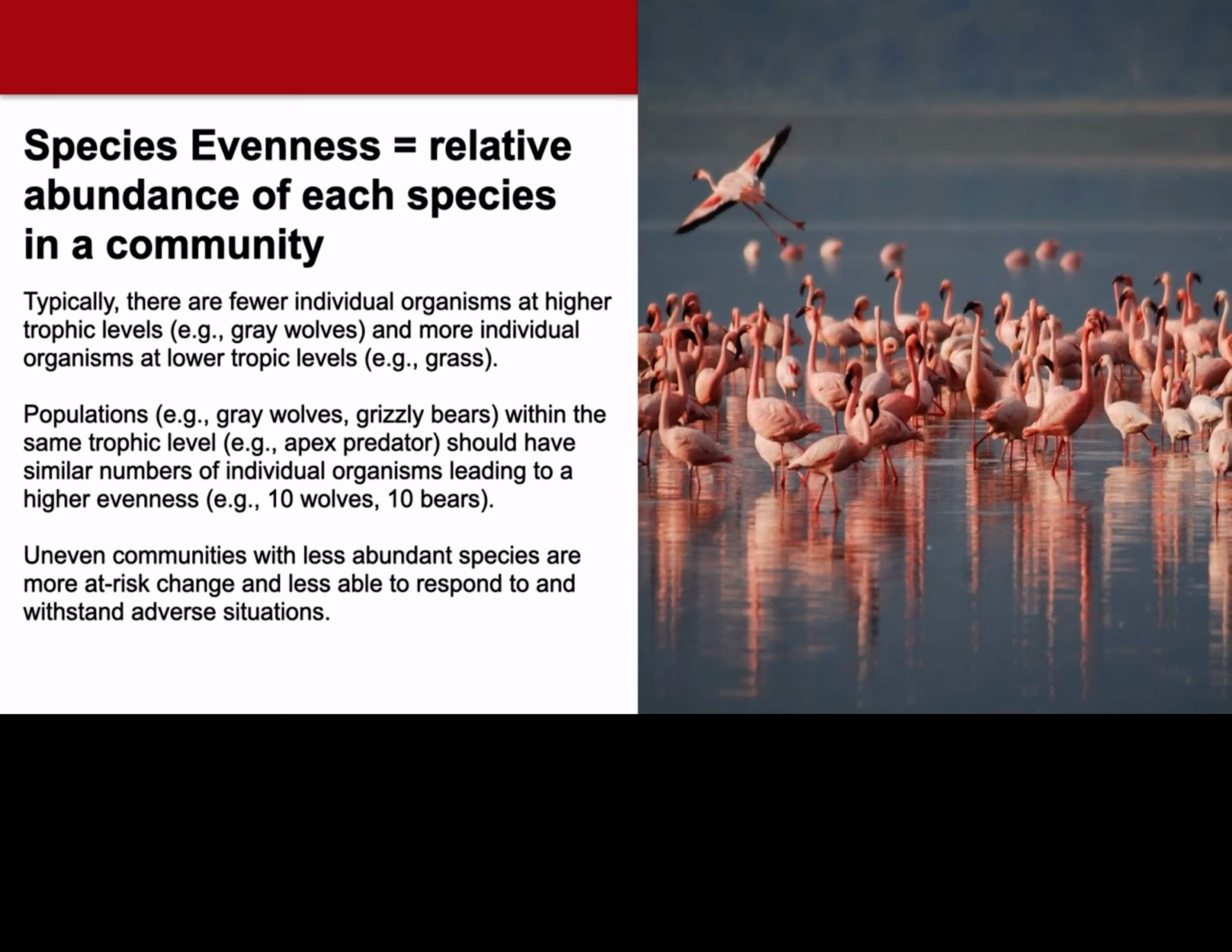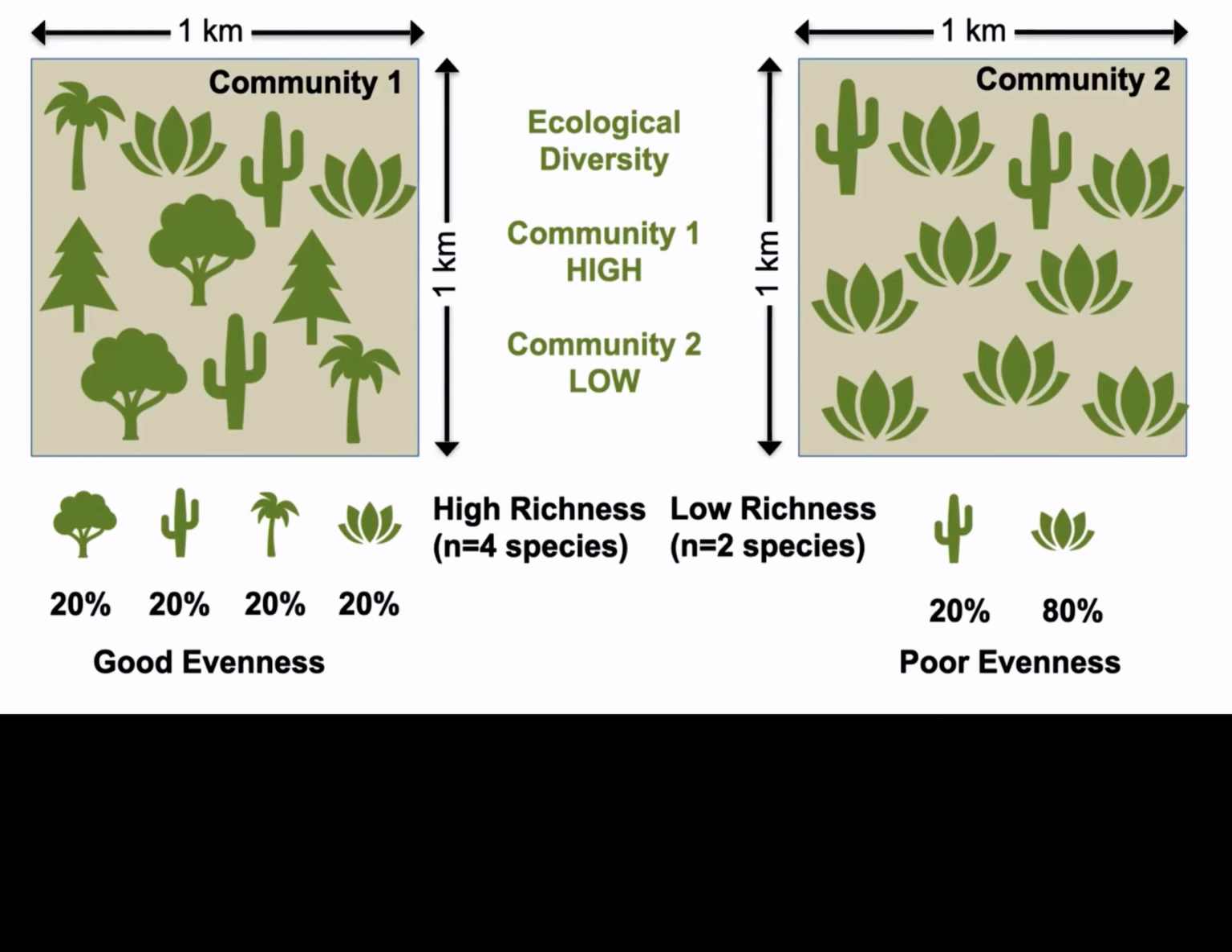Low evenness indicates that only a few species dominate the community. Such communities are less able to respond to and withstand adverse conditions. These communities could face extinction. An example would be a community consisting of 1 million aspen trees and then only 12 willow trees and 22 cottonwood trees. This community would have low evenness. Let's look more closely at an example.